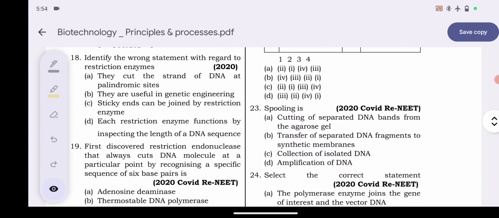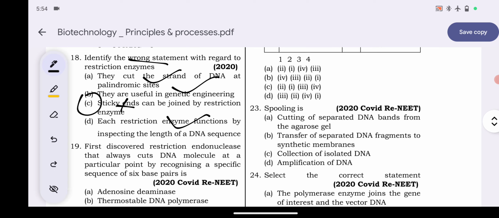Question number 18. Identify the wrong statement with regards to restriction enzymes. You have to choose the wrong one. See, they cut the strand of DNA at palindromic sites, this is correct. They are useful in genetic engineering, this is also correct. Sticky ends can be joined by restriction enzyme, this is wrong, so C will be your correct answer. D, each restriction enzyme functions by inspecting the length of a DNA sequence correctly. So option C is your answer.